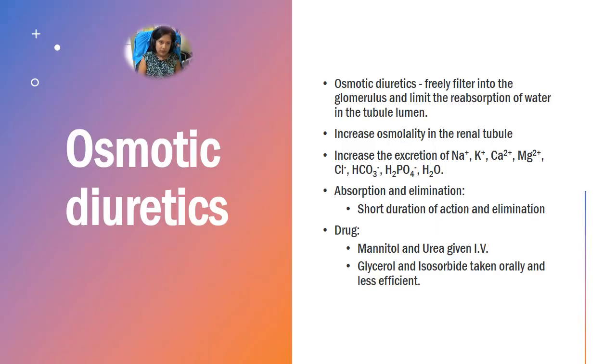So now we move on to the osmotic diuretics. They are substances which freely filter into the glomerulus and limit the reabsorption of water in the tubular lumen. These diuretics increase the osmolality in the renal tubule, and they increase the excretion of sodium, potassium, calcium, and many other ions, especially important bicarbonate and magnesium. Absorption and elimination of these agents, the prototype being mannitol, is short and they're eliminated quickly. So urea and mannitol are given IV, and glycerol and isosorbide are taken orally but are less efficient.